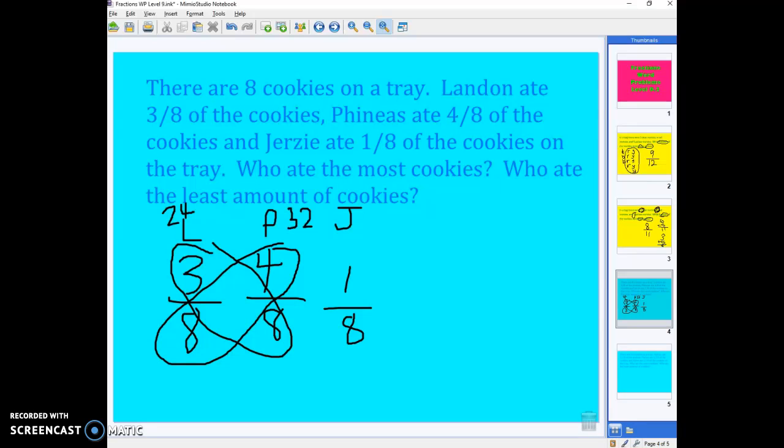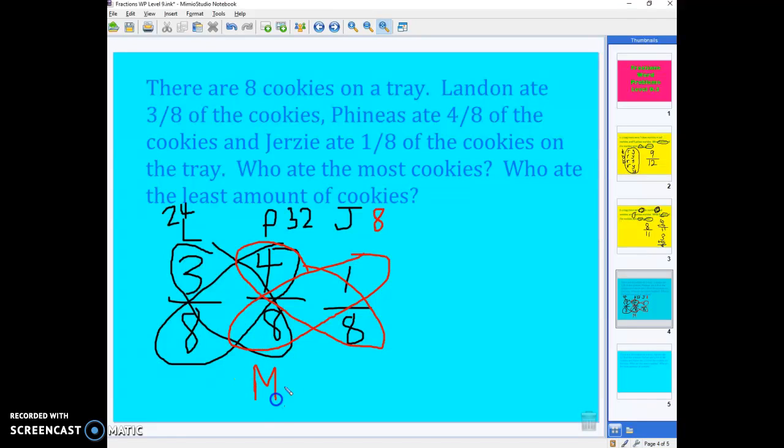And then I'm going to do this one in a different color just to show you. But we've got Phineas and Jersey, we can compare those two. So 4 times 8, once again, we get 32. I don't have to write it again. And then 1 times 8 gets you 8. So you can sit there and do the butterfly method also if your denominators aren't the same. But in this case, they are. So we knew Phineas had the most. So Phineas had the most.